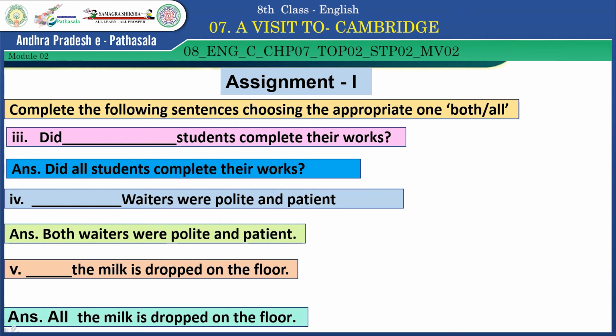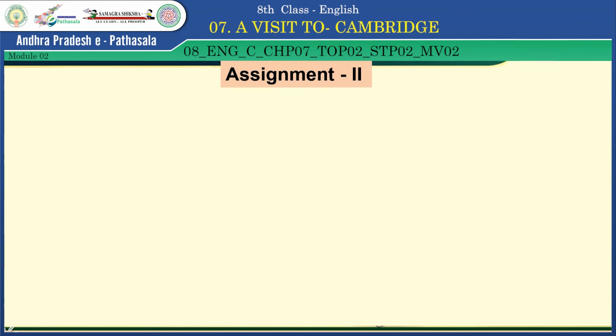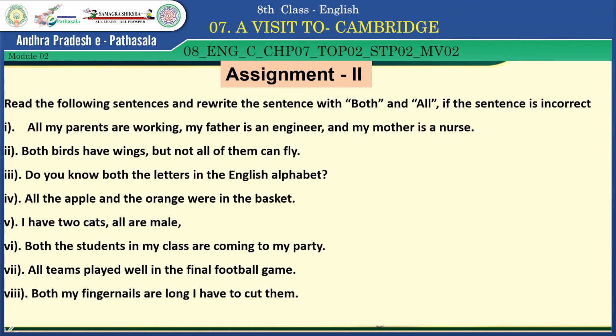Children, try to do the next assignment on your own. Read the following sentences and rewrite the sentence with both and all if the sentence is incorrect. All my parents are working. My father is an engineer and my mother is a nurse. Second one: both birds have wings, but not all of them can fly. Third one: do you know both the letters in the English alphabet? Fourth one: all the apple and the orange were in the basket. Fifth one: I have 2 cats. All are male.